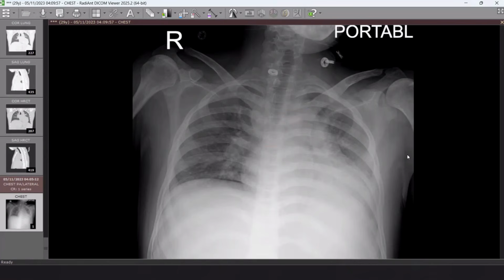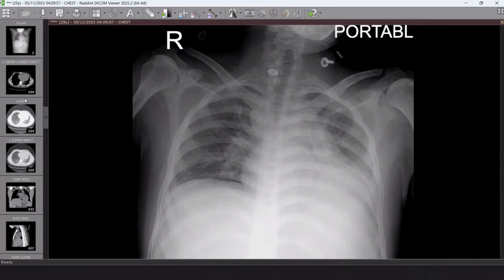So, final diagnosis: acute chest syndrome in a sickle cell patient. We have acute pneumonia on the left side with osseous features of sickle cell anemia, so this can be keeping with acute chest syndrome.